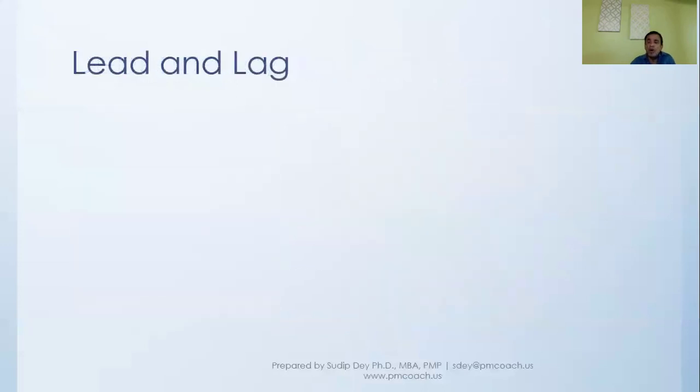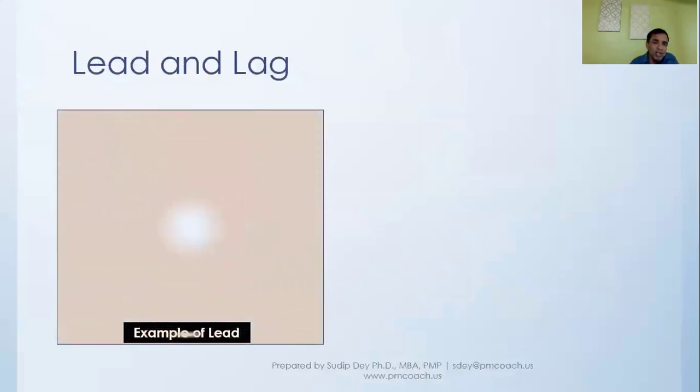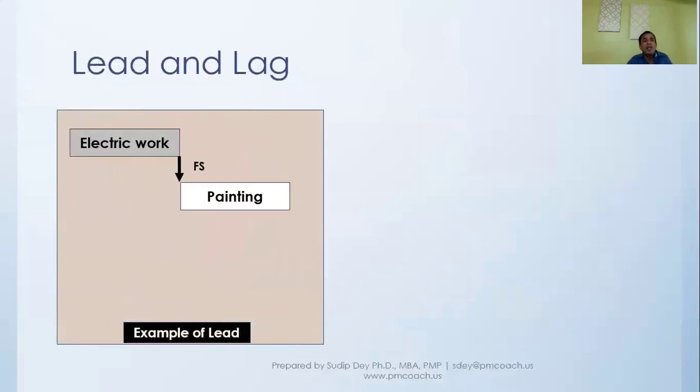Then there is the concept of lead and lag. When we are talking about this relationship, finish to start or start to start, with that relationship, there can be lead or lag. So let's look at how this looks. Now let's take an example of lead. Let's say we are doing some work in a house, and there are two activities. There's some electric work that needs to be done and painting needs to be done.